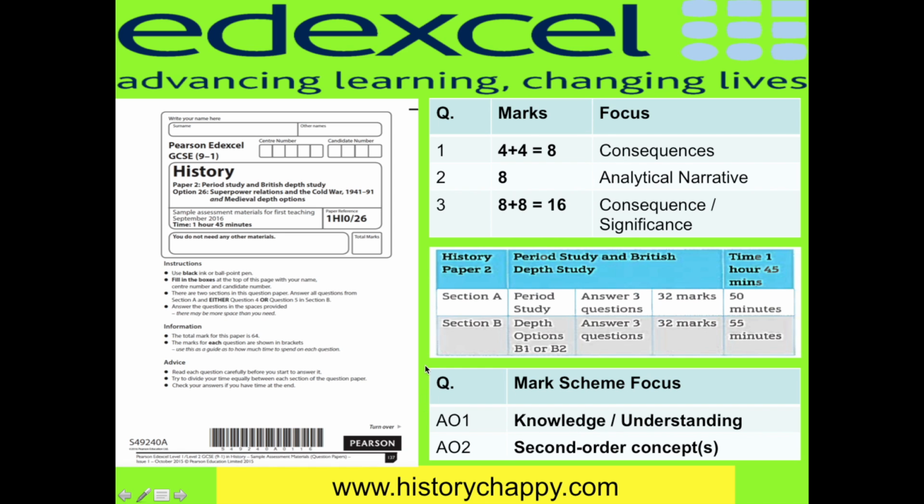Now, the mark scheme for this Cold War international relations paper is broken into 2 separate elements. When we talk about AO1, we're looking at subject knowledge, subject-specific knowledge, and conceptual understanding. For AO2, we're talking about second order concepts, so the historical foci, be it significance, cause, consequence, change, continuity, that sort of stuff. In this paper, it mainly focuses on importance, consequence, significance, effects. So that should help you demystify the mark scheme somewhat.